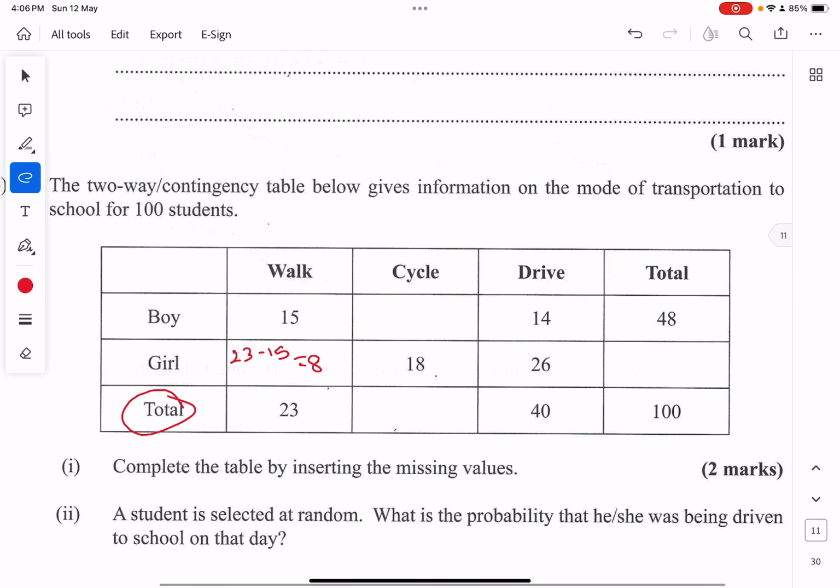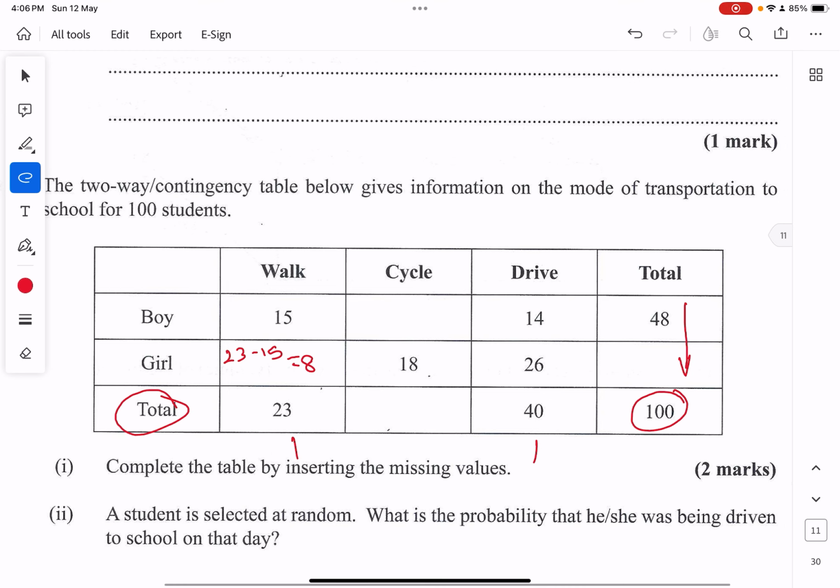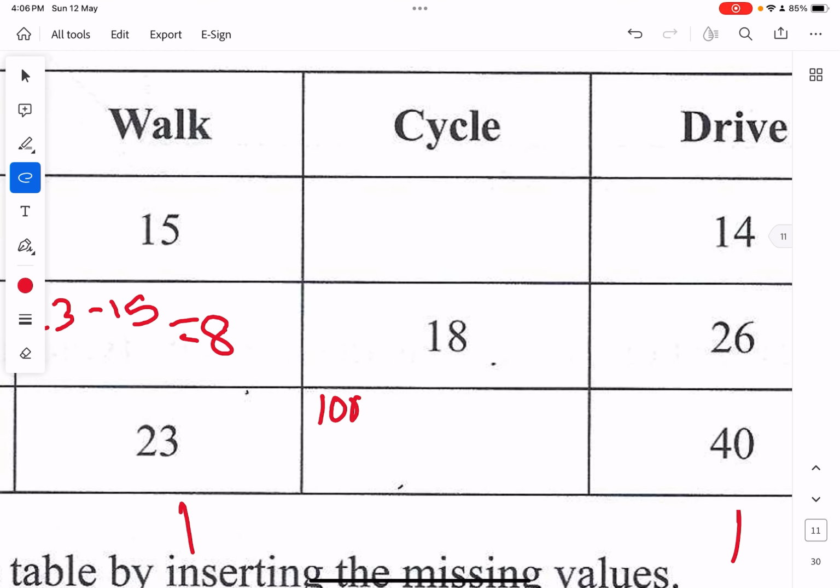Here we can figure out this because of this total. So how your contingency table works, you have a grand total here, right? And this grand total totals everything in this column or everything in this row. So once you have the grand total and you have this and this, you can figure out what this is. So 40 add 23 is going to be 63. So we're going to have a difference of 100. Here will be 100 minus 40 add 23, which is equal to 100 minus 63. And that is going to give us what? 37.